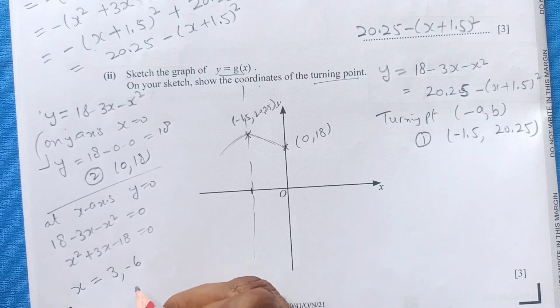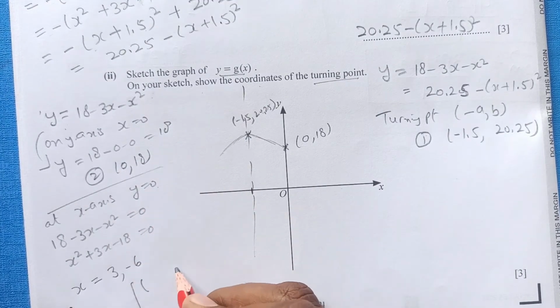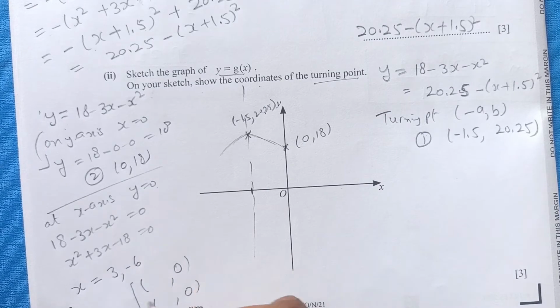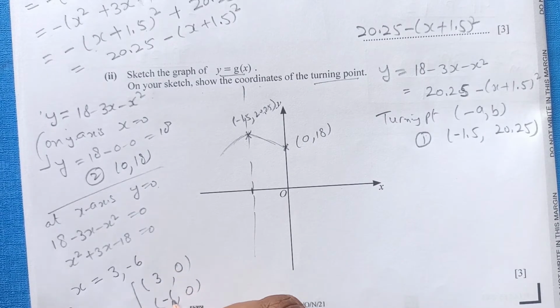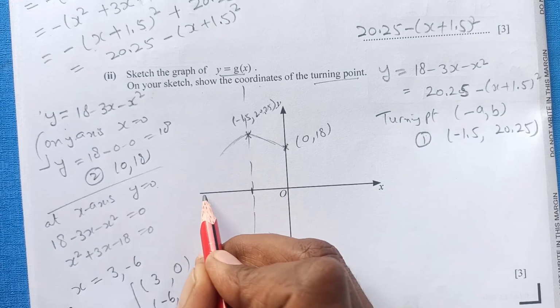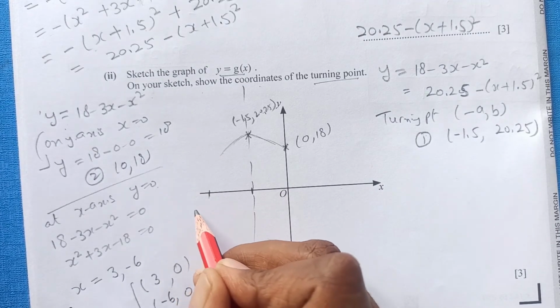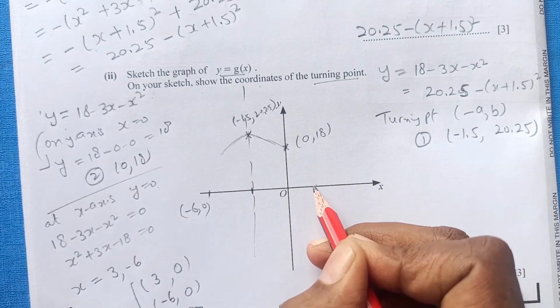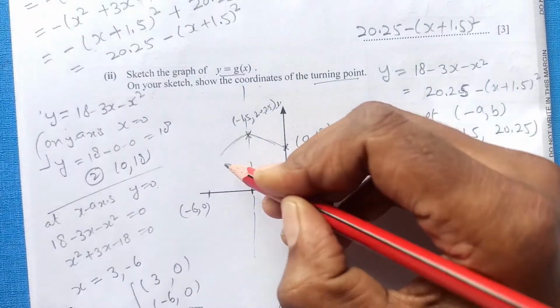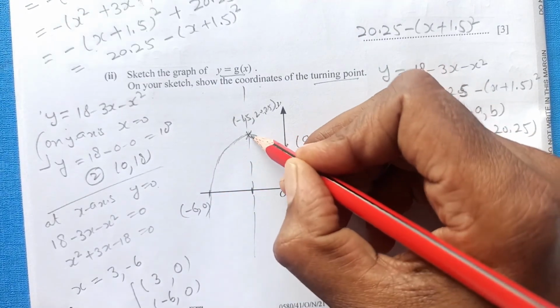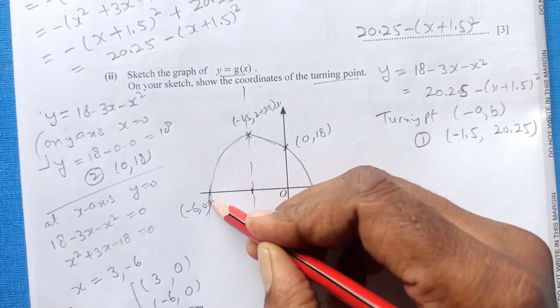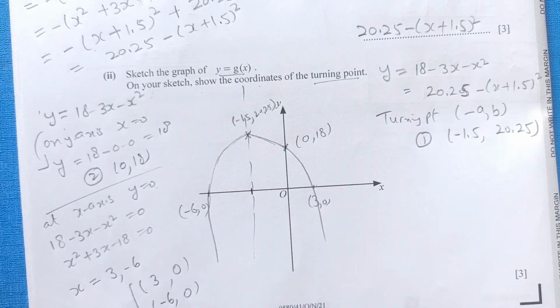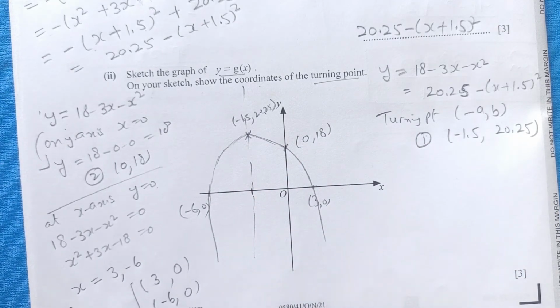So that means we have the points, the 2 points that we can use here, with y 0, and then we get 2 points, x 3 and negative 6. So negative 6 will be somewhere here this side, negative 6 and 0, then this point will be 3 and 0, right? So our curve will be somehow like this, right? So this is how you can draw the graph by using turning points and other coordinates.